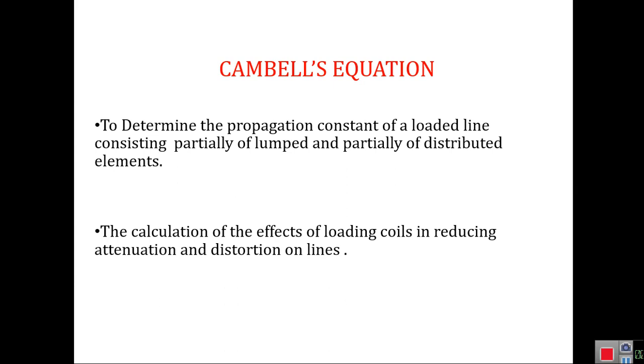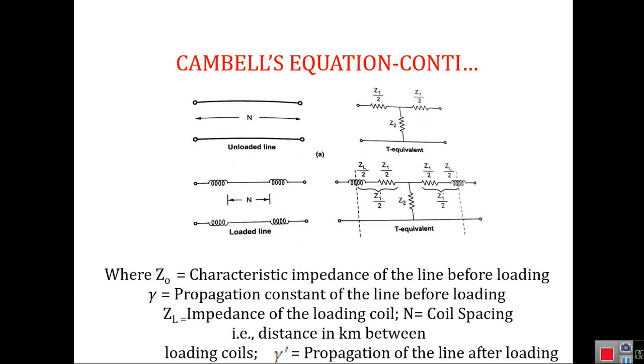Campbell's equations are used to calculate the effects of loading coils in reducing attenuation and distortion on lines. If we consider the transmission line without loading, we know that the transmission line is a cascade of T sections. In the unloaded line, the T section consists of Z1 by 2 and Z1 by 2 as series arms, and Z2 as the parallel arm. After loading, inductance is introduced in series.